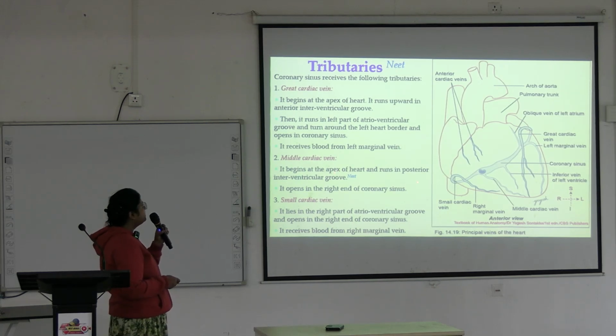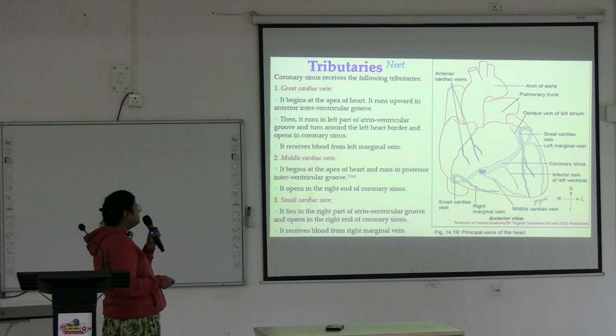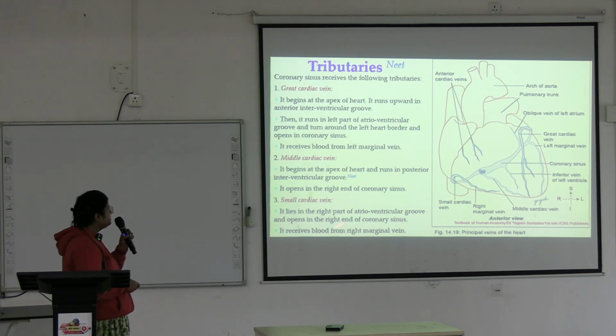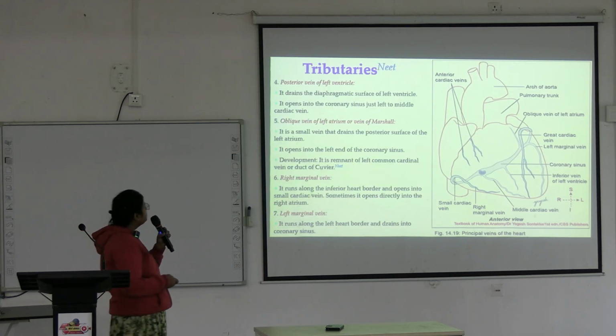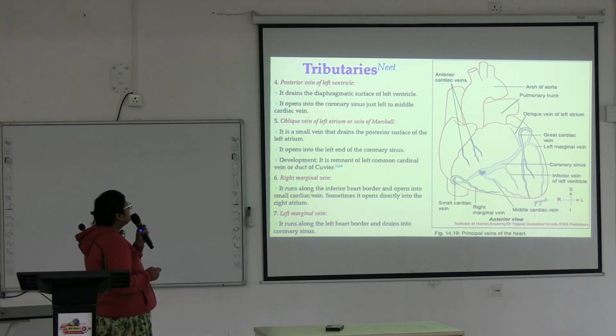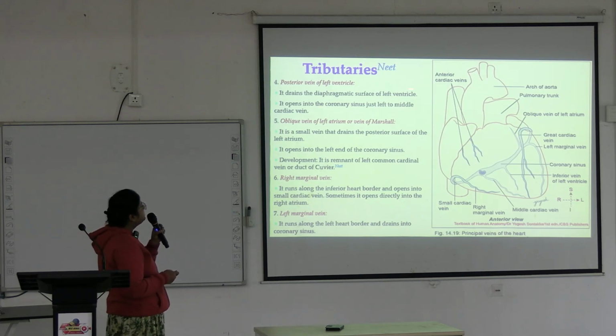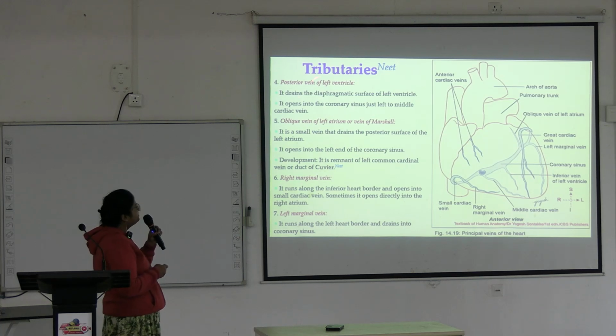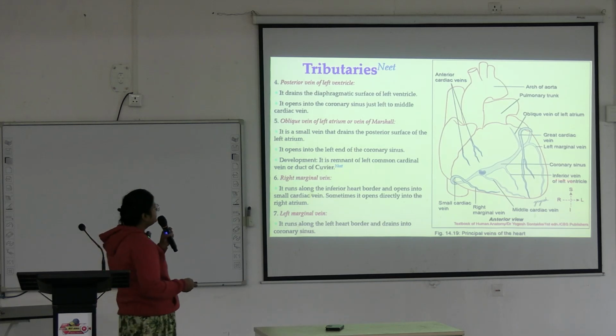Middle cardiac vein begins at the apex of heart, runs in the posterior interventricular groove, opens in the right end of coronary sinus. Small cardiac vein lies in the right part of AV groove, opens in the right end of coronary sinus, receives blood from right marginal vein. Okay. Posterior vein of left ventricle drains the diaphragmatic surface of the left ventricle, opens in the coronary sinus just left to the middle cardiac vein. Here is small cardiac vein, here is middle cardiac vein, this is great cardiac vein. And this is inferior vein of left ventricle, also known as posterior vein of left ventricle, because it is lying posteriorly or inferior surface, that's why inferior vein.